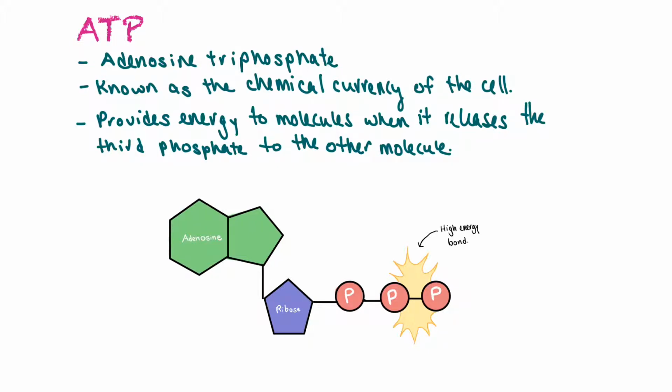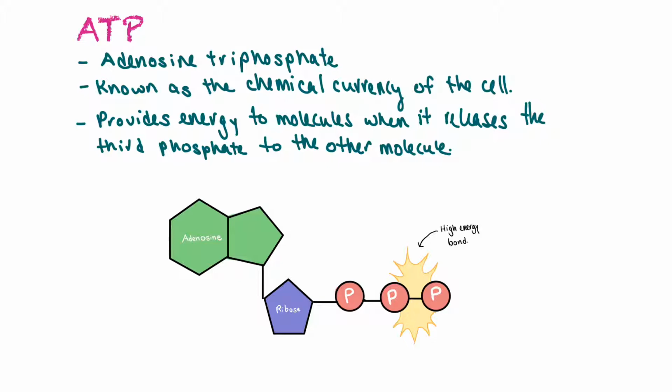So a very important molecule that we'll be talking a lot about in this unit is ATP. And ATP is short for adenosine triphosphate. So it has adenosine attached to ribose, and then attached to it are 3 phosphate molecules or phosphate groups. And this molecule combined is known as the chemical currency of the cell.